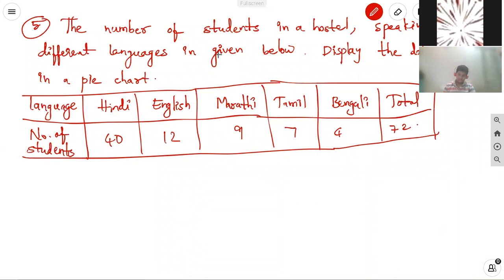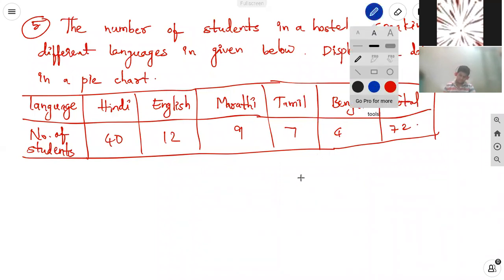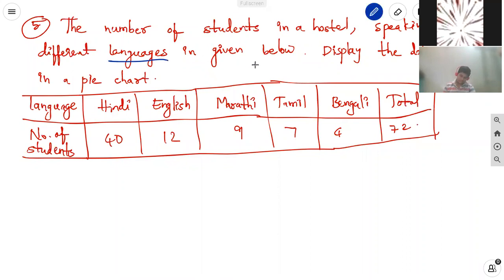Fifth question. The number of students in a hostel speaking different languages is given below. Display the data in a pie chart. The languages are Hindi, English, Marathi, Tamil, Bengali. Number of students: 40 speaking Hindi, 12 speaking English, 9 speaking Marathi, 7 speaking Tamil, 4 speaking Bengali. Total students 72. Now we can draw these languages in the pie chart, meaning in the circle form.